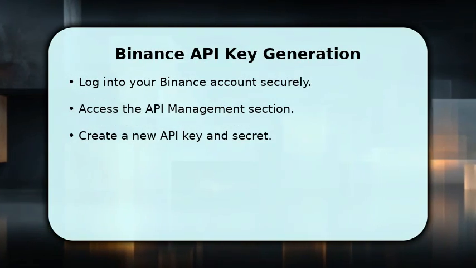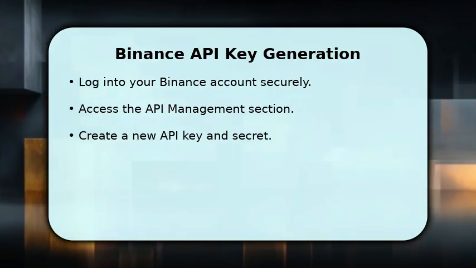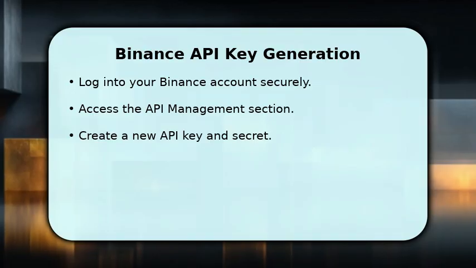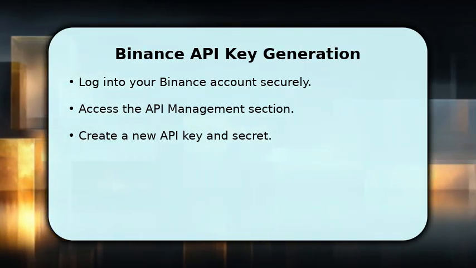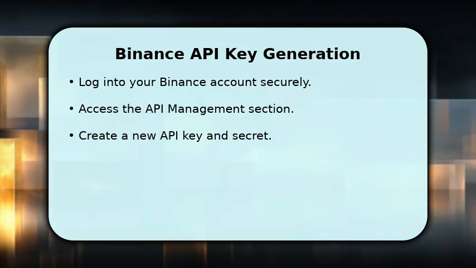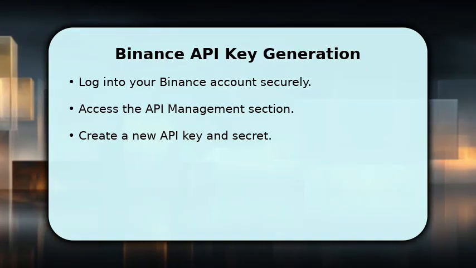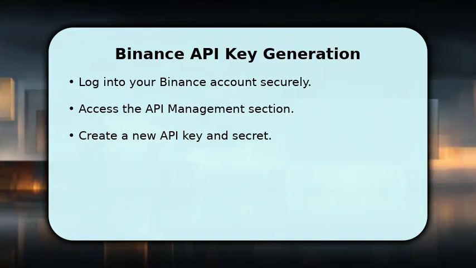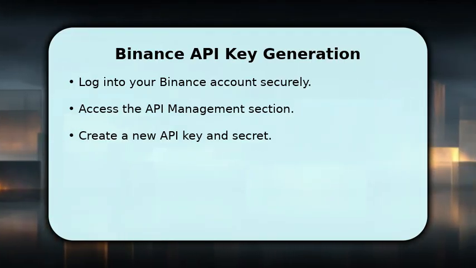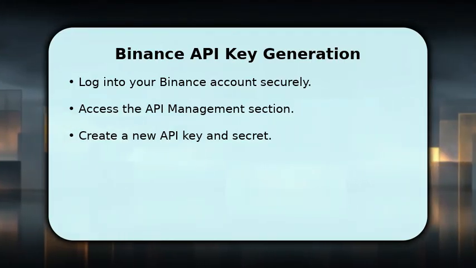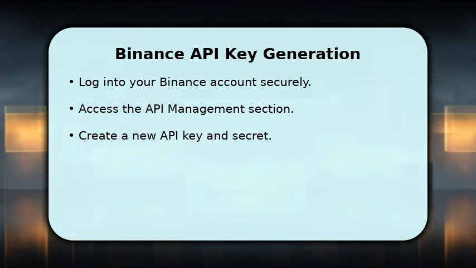To begin, log into your Binance account and navigate to the API Management section, typically found under your profile settings. Here, you will create a new API key. Remember to label it clearly, perhaps Blum Integration, for easy identification. Ensure you grant the necessary permissions, such as Enable Reading and Enable Spot and Margin Trading, but avoid enabling withdrawals for security. Copy both the API key and the secret key immediately, as the secret key is shown only once.